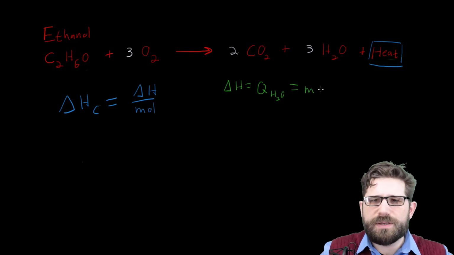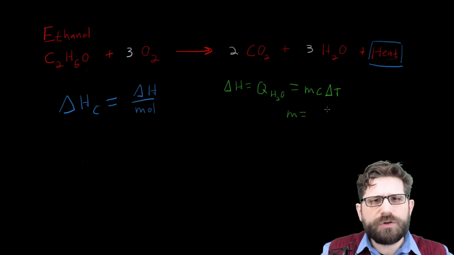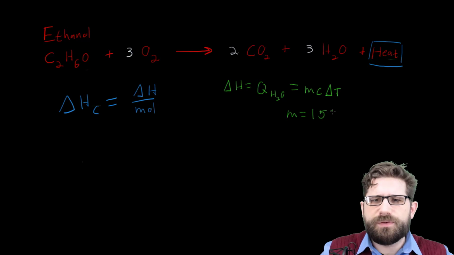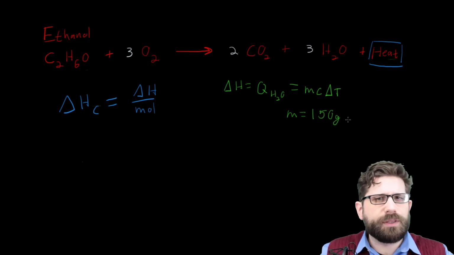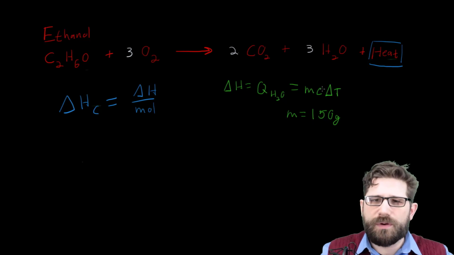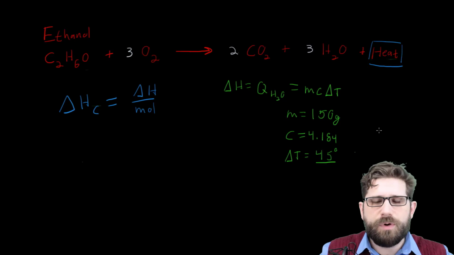That's just going to be mc delta T, right? So our mass, our m, was just the 150 milliliters of water, because water has a density of 1 gram per milliliter. So because we put 150 milliliters of water in there, we get 150 grams. Then our c is the specific heat of water, 4.184. And then our delta T is the change in temperature that you measured. Now, I measured 45 degrees. You'll probably have a different value for that one.